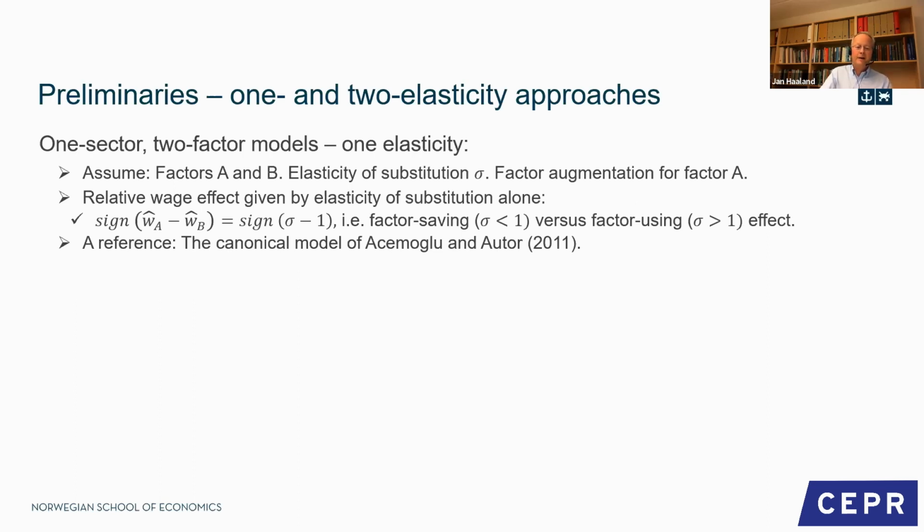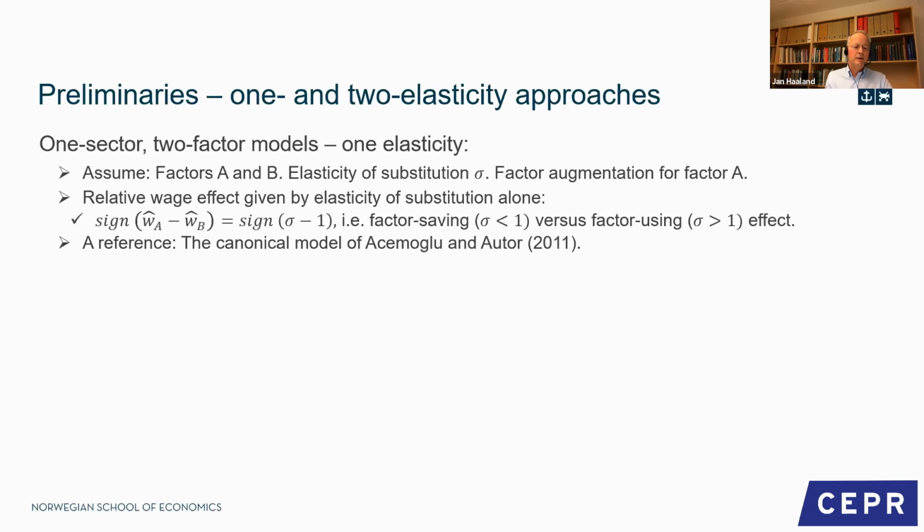So it's either a factor saving effect if sigma is less than 1, in which case the relative wage of the augmented factor goes down, or a factor using effect if sigma is greater than 1, in which case the relative wage goes up. So that's the elasticity of substitution.